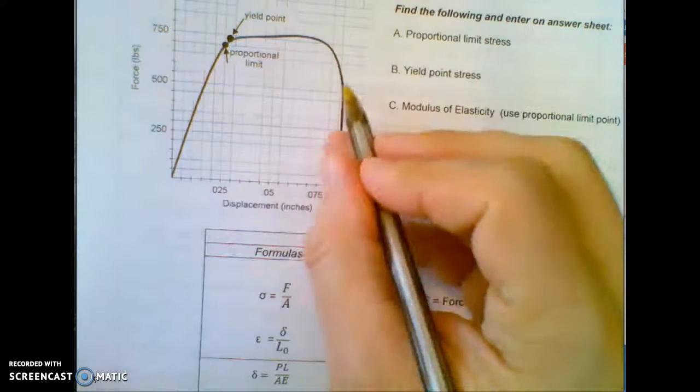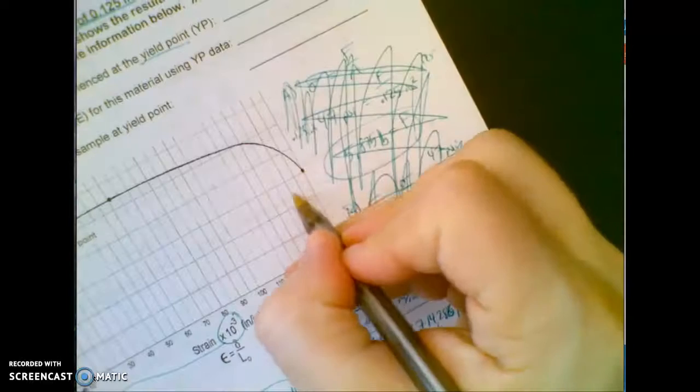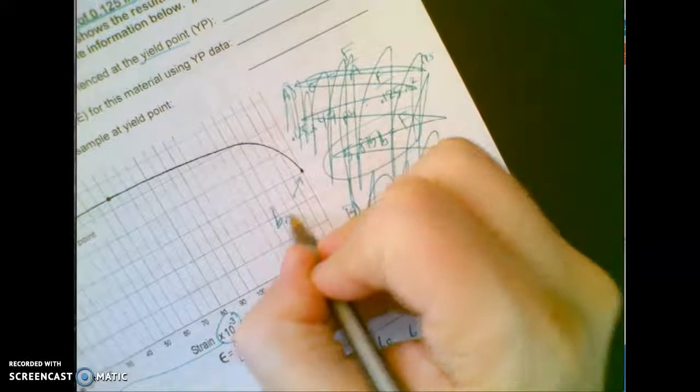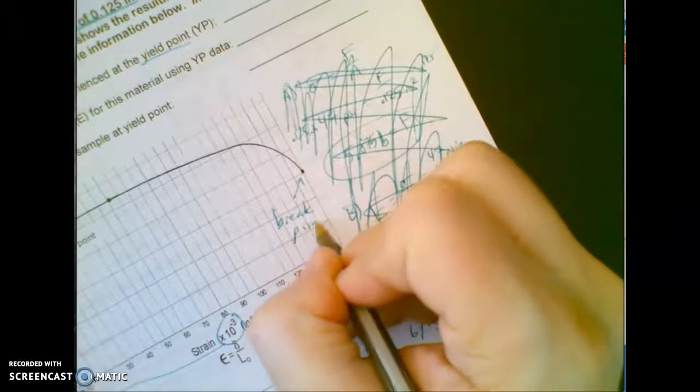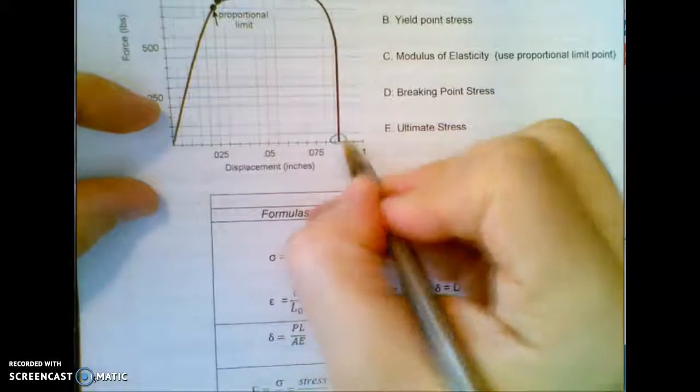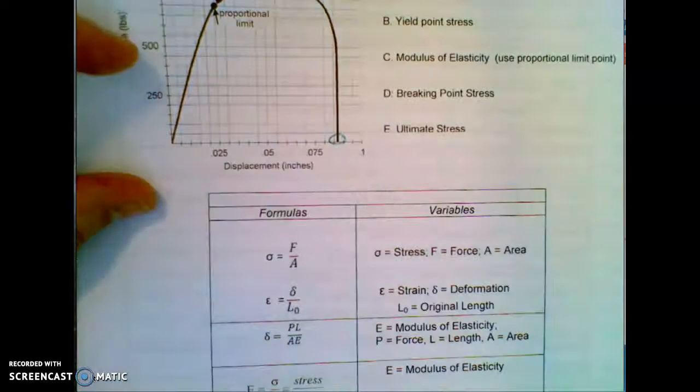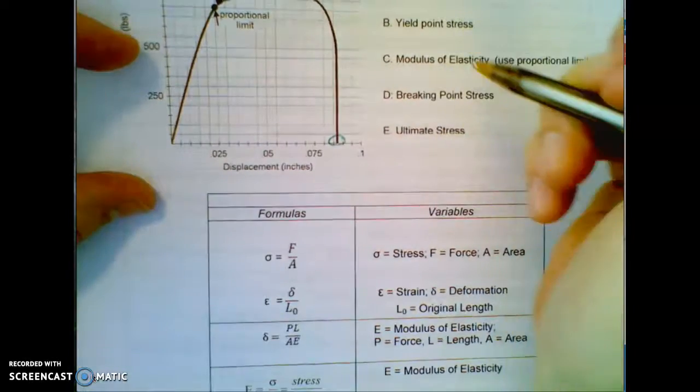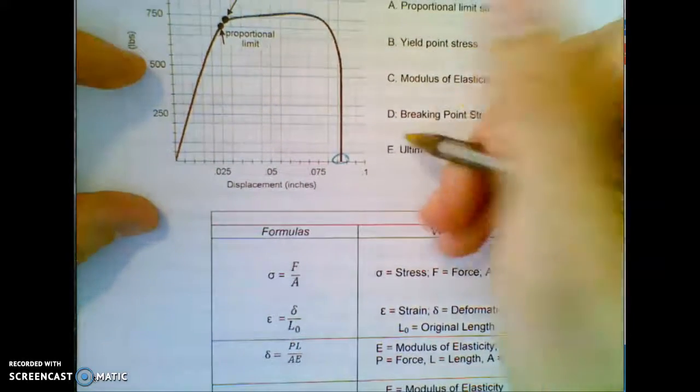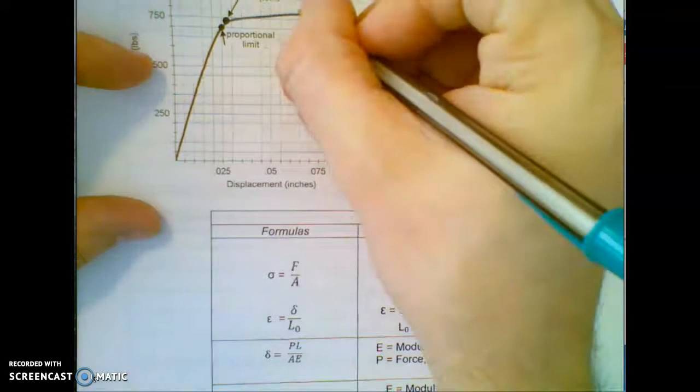Break point is where it just drops off. Usually the graph stops. Like this one, here's the break point. Okay. So here, I guess technically there's the break point stress. I don't know if this graph is supposed to be like that. Ultimate stress is the very, very highest number here.